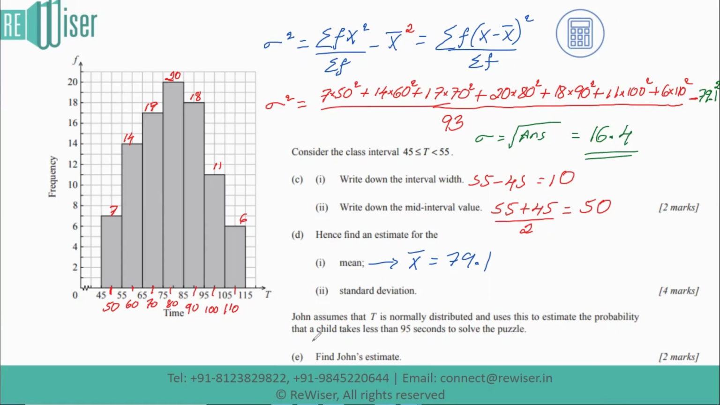Now, if I talk about the last part, John assumes that t is normally distributed and uses this estimation: the probability that the child is less than 95 seconds to solve the puzzle. So find John's estimation. What do you mean by this? Right now we have these values, the mean and standard deviation. Standard deviation is 16.4. So now we have to use the normal distribution.